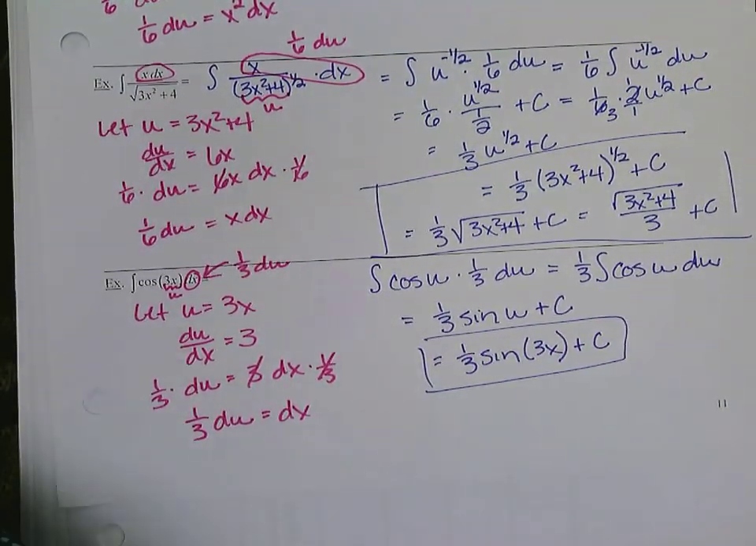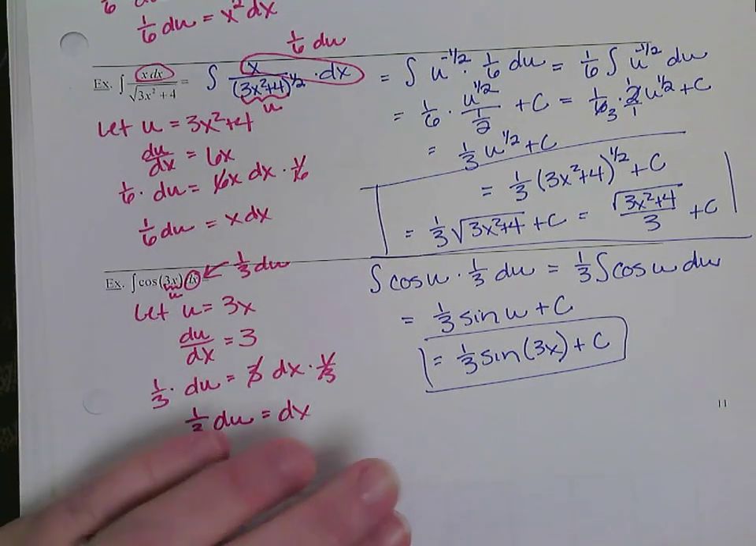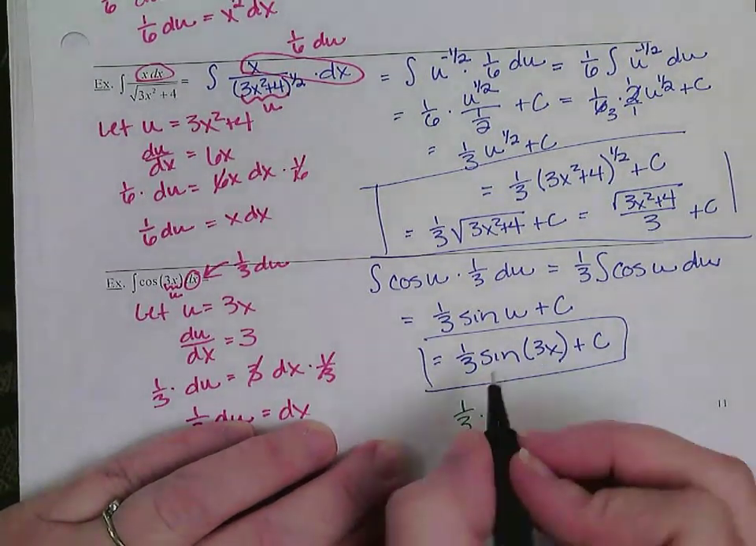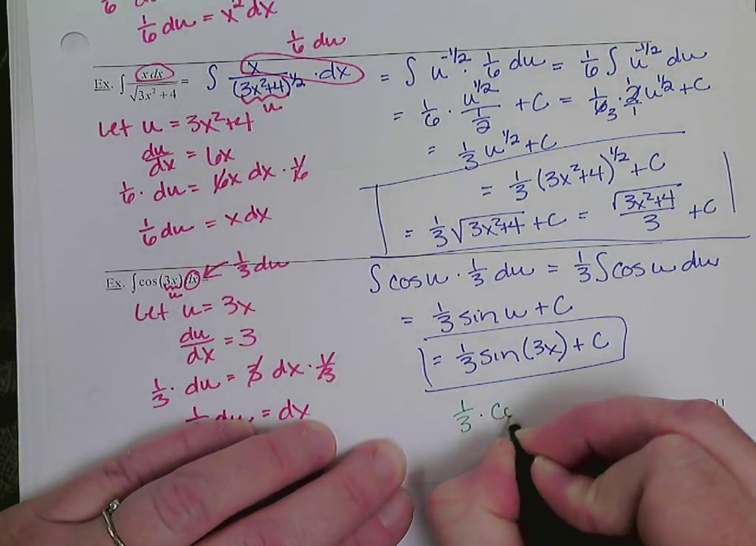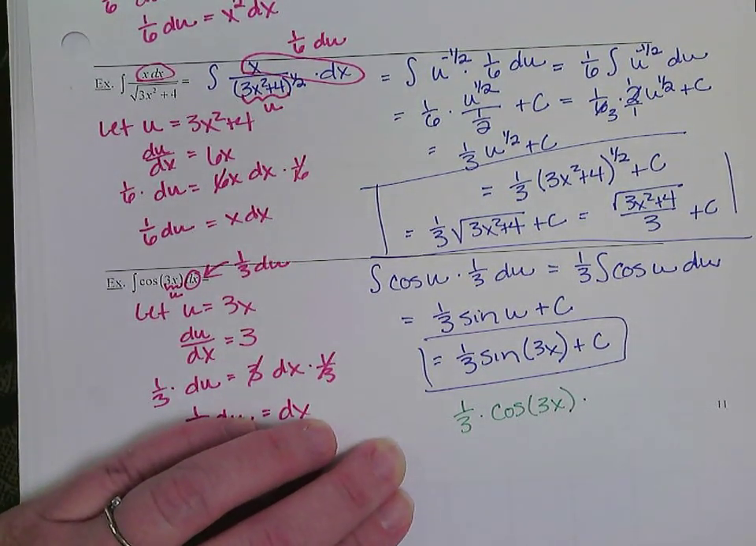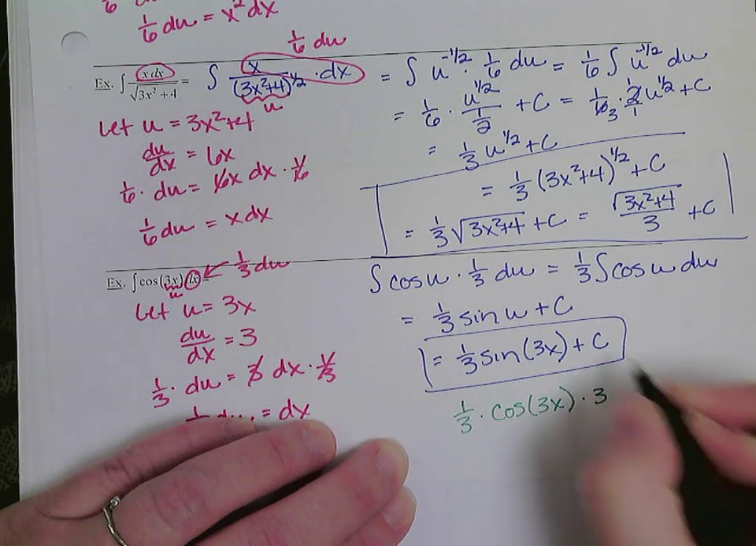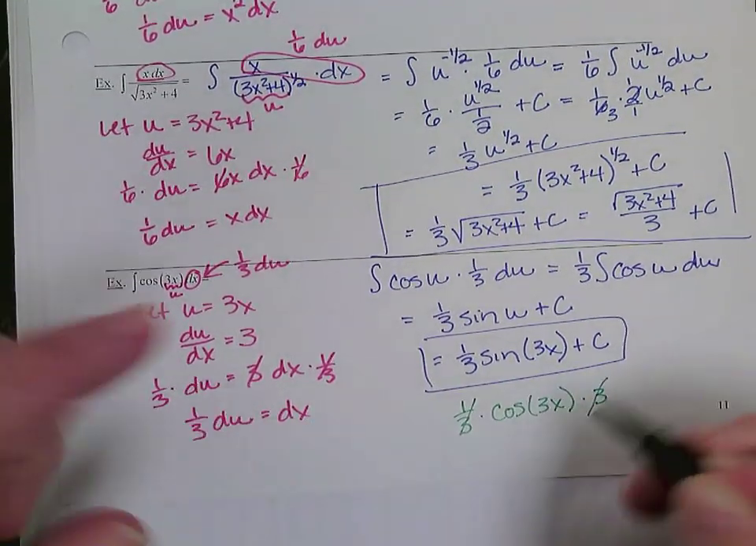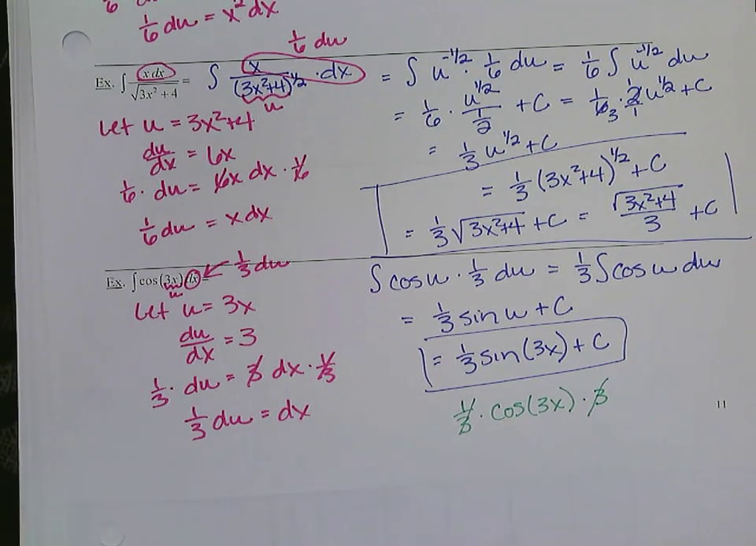And notice that if I were to go backwards to check this, I would have 1/3 times the derivative of sine of stuff, which is cosine of stuff times the derivative of the stuff, which is 3, and the derivative of the constant would be 0. So the 1/3 and 3 cancel out, and we end up with the cosine 3x that we started with. So you can check these really quick by using your derivative rules to make sure that they work.